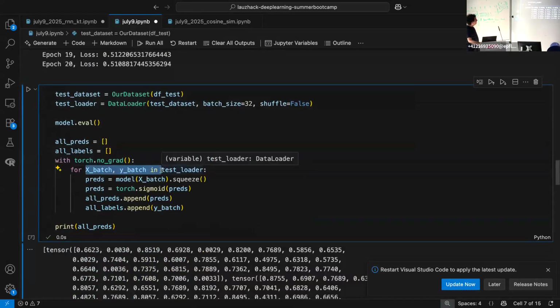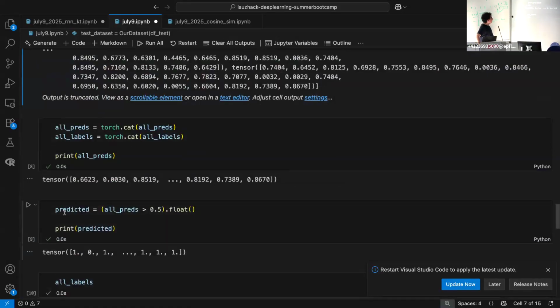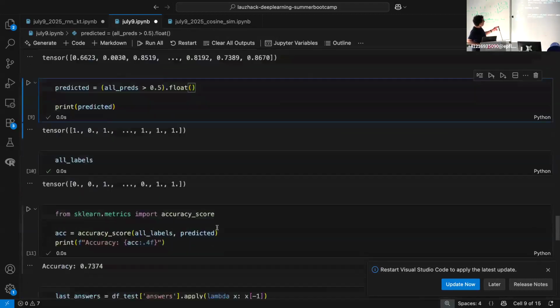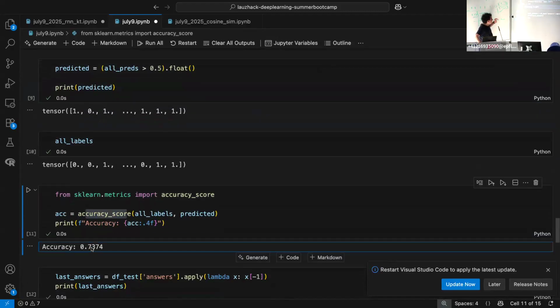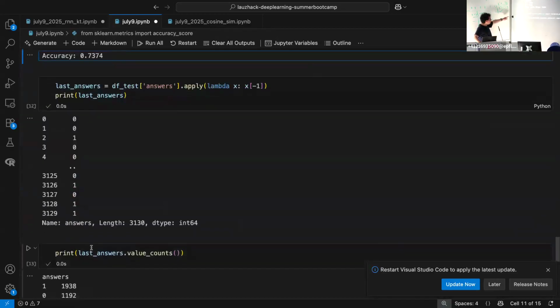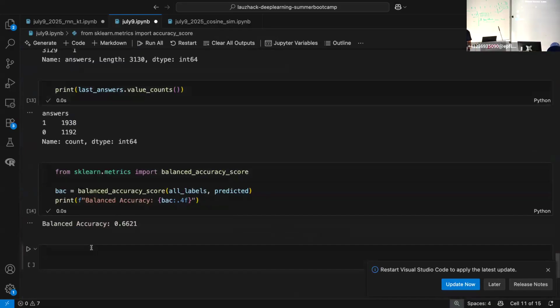Then you iterate over the test loader. Each time you predict with the model, you pass it through sigmoid so that it's between 0 and 1. You concatenate all of them together. You convert it to a discrete value. If it's more than 0.5, you call it correct. Otherwise, you call it wrong. And then you compare the accuracy score. We found a normal accuracy score, not too good, not too bad. But we said that because of the data imbalance, it might be a problem. We checked, yes, we have a data imbalance. We have way more corrects than wrong. So we calculated balanced accuracy to balance that effect out.